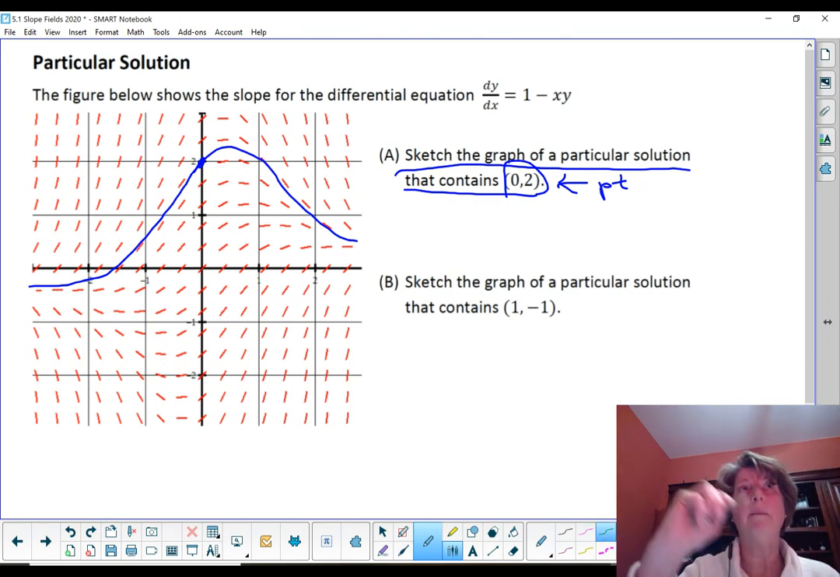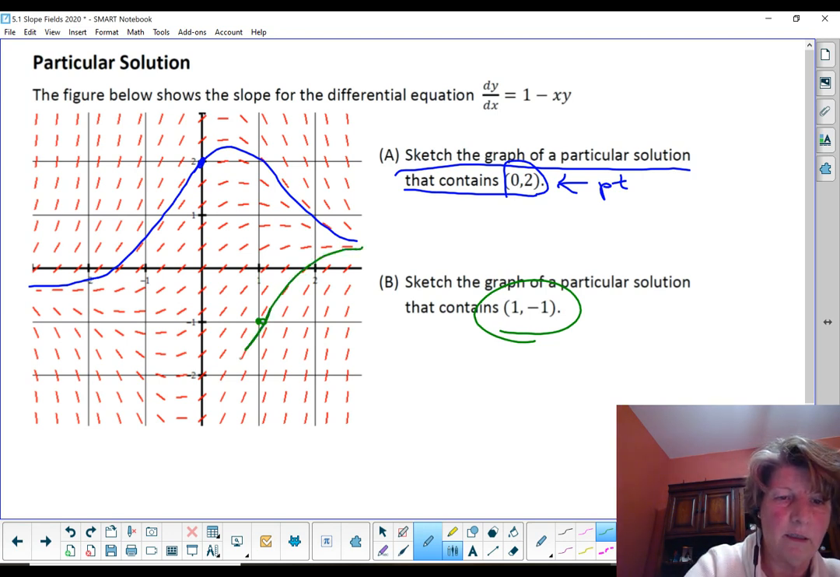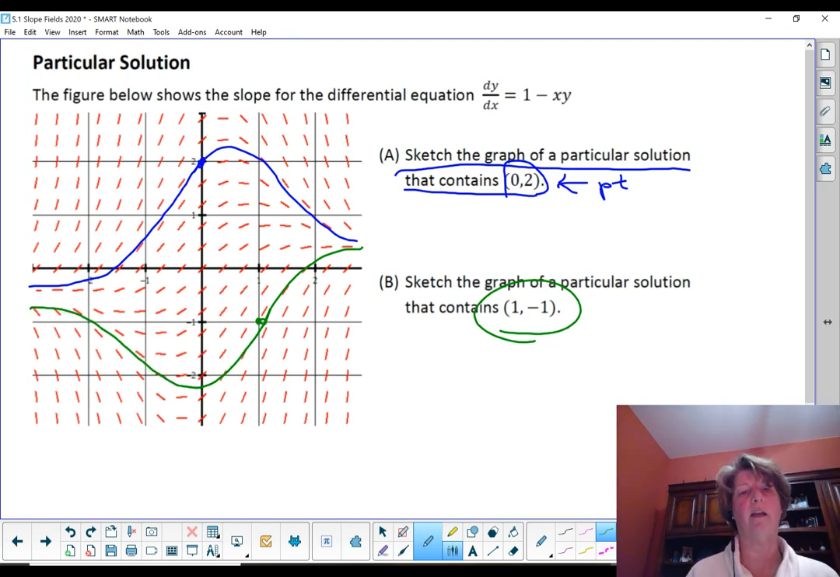For part B, this one wants us to go through the point 1, negative 1. So 1, negative 1 strikes right there. And it's going to take on kind of a different look, isn't it? I'm kind of getting that out of that shape. And that's all there is to it for drawing the solution curve.